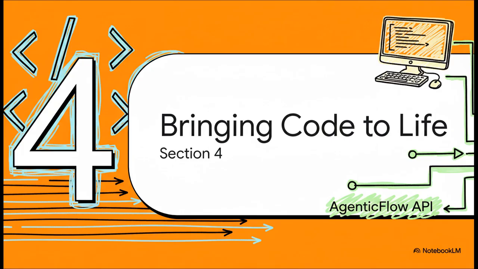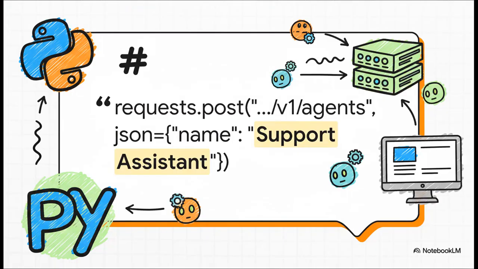We've got the theory down. Now for the really fun part. Let's see what this stuff actually looks like in code. Check this out. Here's how you'd create a new agent in Python. It's just a simple POST request. You're using the requests library, which you already know. Pass in your headers with the API key, a little JSON body with the agent's name, and that's it. One line of code, and you've just spun up a brand new AI assistant ready to go.